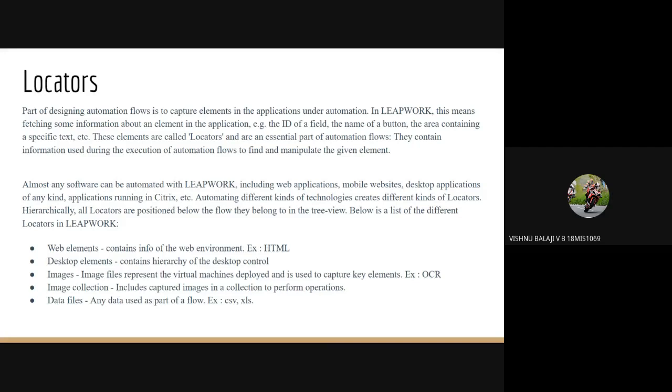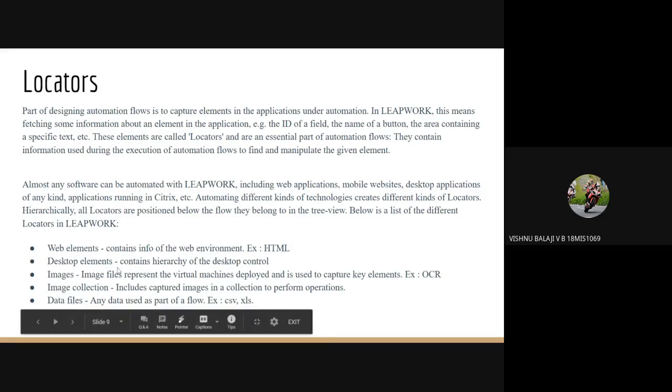Images, like OCR, are used in order to find the key elements present in a virtual machine image. Collections include a list of similar images that are captured and collected together to perform certain operations. And data files also include CSV and XLS, Excel sheets, Word, etc.